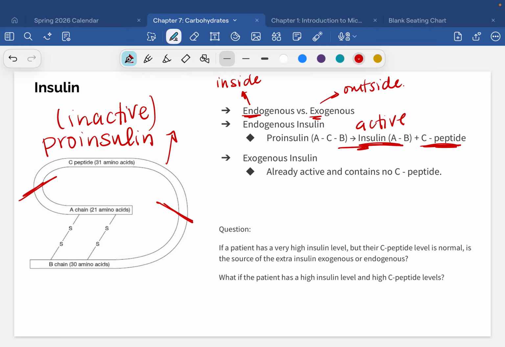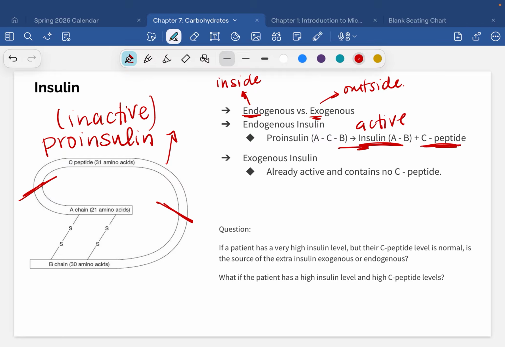Exogenous insulin, there is no proinsulin. Exogenous insulin, when it is created in a lab and produced as medicine, is created as only the A and the B chain. So exogenous insulin will have no C peptide. Now that becomes important when people are taking insulin because of a disease that they have.